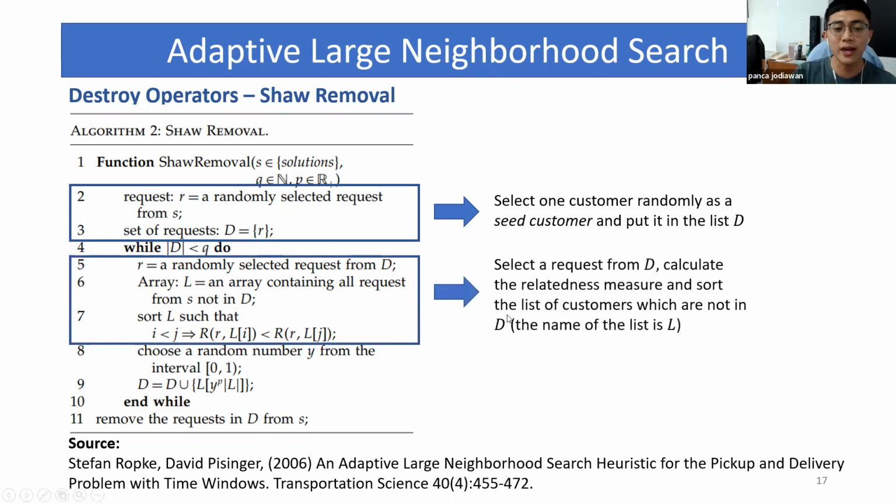Then what will you do next? From the list D, you will select just one request or one customer there. After that, you will calculate the relatedness measure and sort the list of customers which are not in D. The name of the list is L.